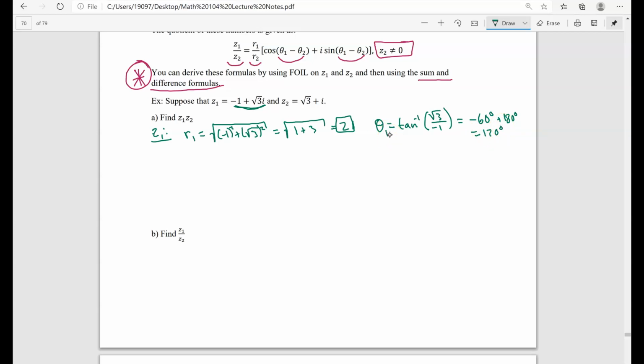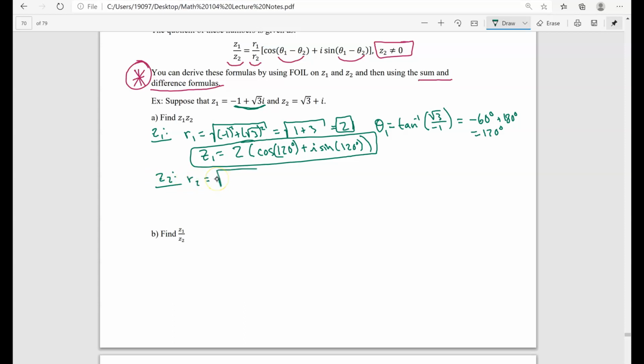So the polar form of z1 is going to be 2 times cosine of 120 degrees plus i sine of 120 degrees. That's the polar form of z1. Now let's find the polar form of z2. First, r2 is going to be the square root of the square root of 3 squared plus 1 squared. Notice that the r value is going to be the same. It's just going to be 2.